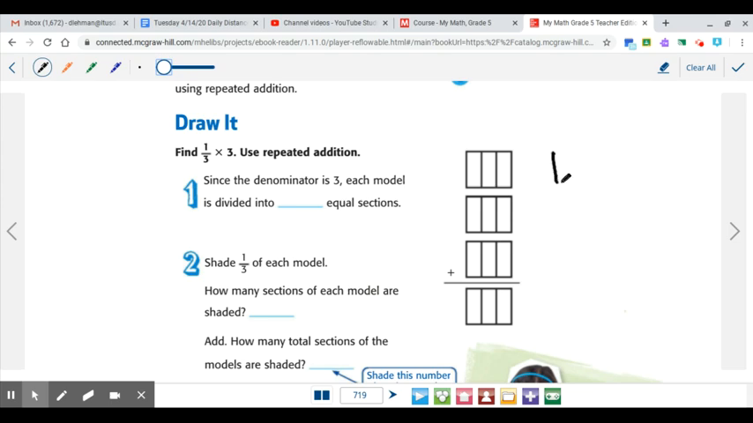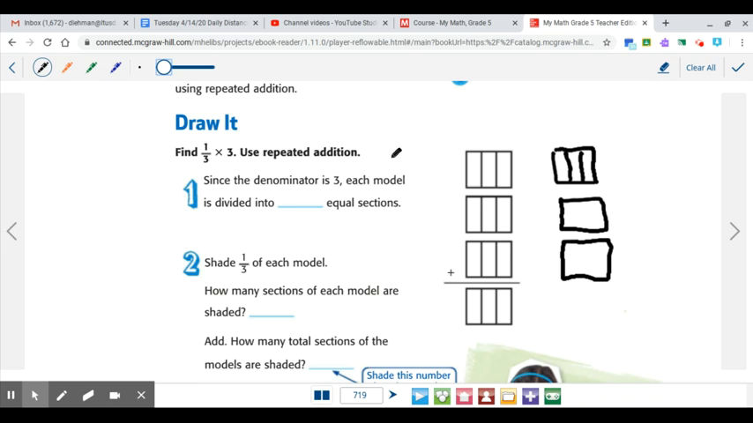Imagine though, they kind of took an extra step here, which was nice of them, but we could have just started with 3 wholes, right? So there's our 3 wholes. And then because it's 1/3, we would know that we need to break each of these wholes into the denominator. So that would be 3 pieces. So you can see now that's how they ended up with this piece over here.